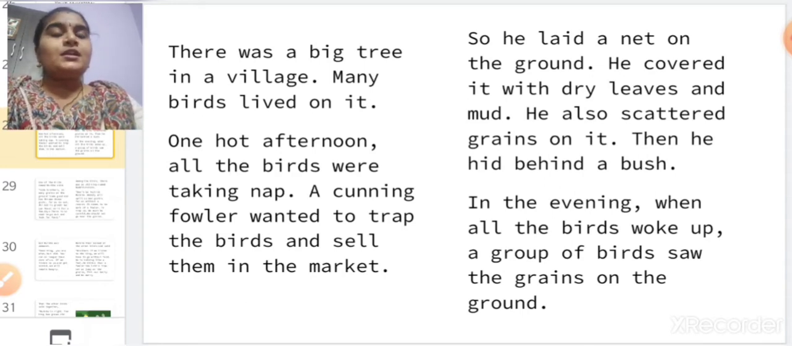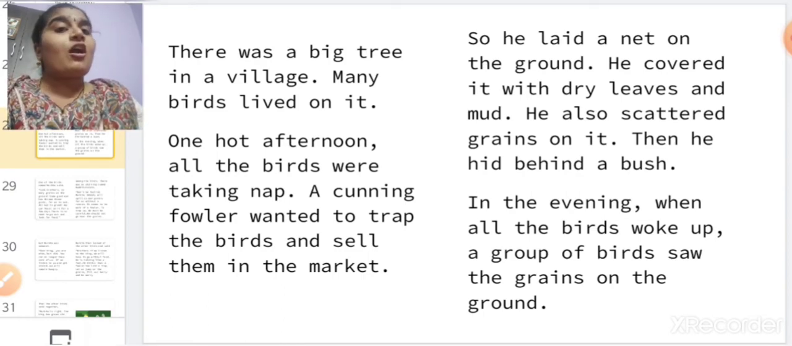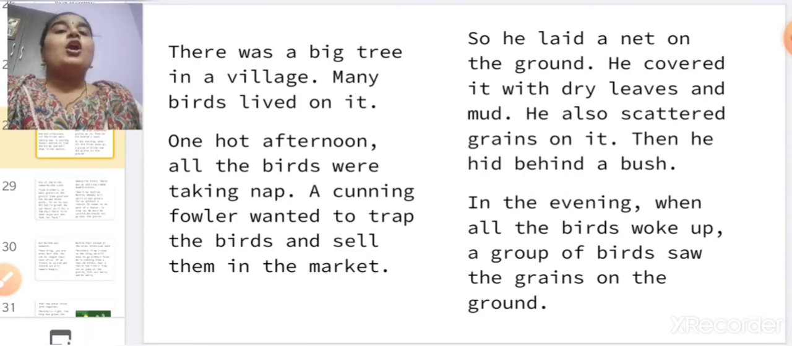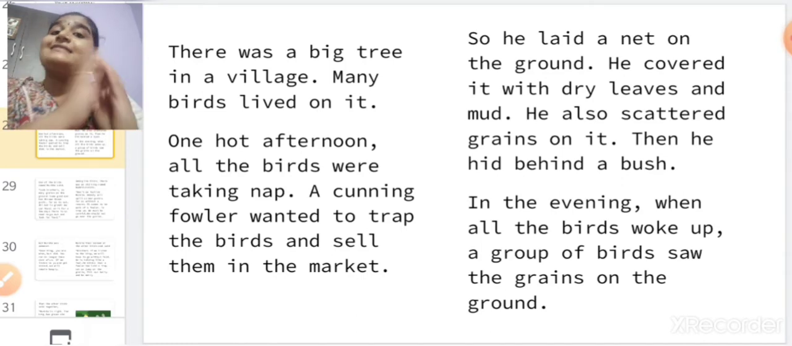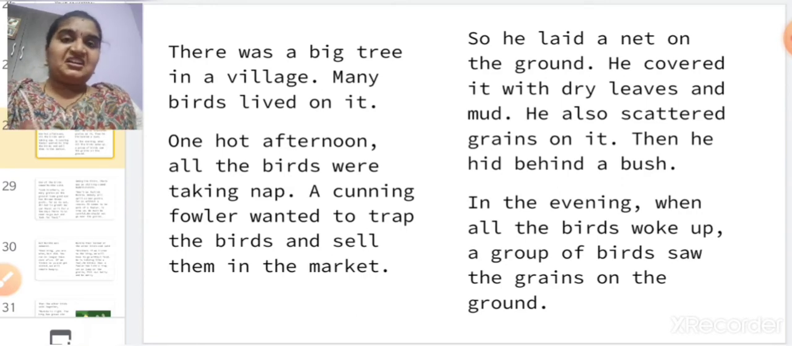Okay? Next one, something on. Something is on the sofa. What is it? It is a dog. The dog is on the sofa. It is sitting on the sofa. Okay? So when something is on, it is above, we say it as on.